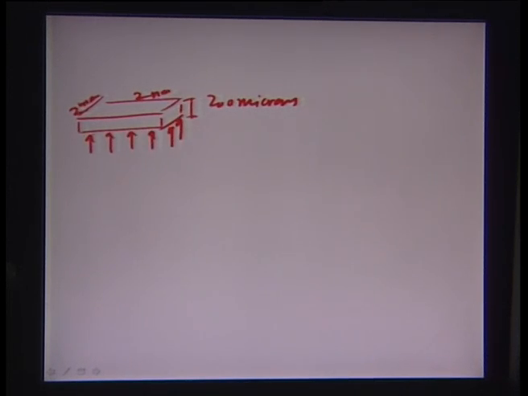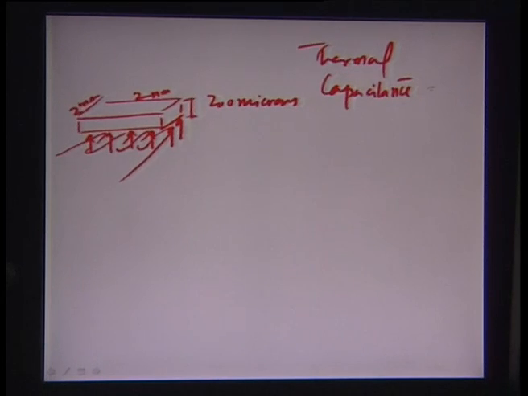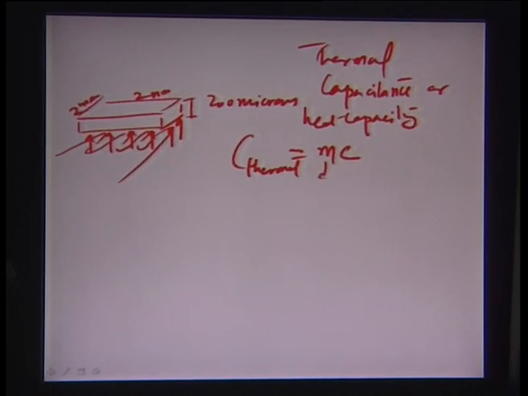Okay, so there is a set of heaters, let's say a set of micro heaters at the bottom of this chamber, and it is feeding this particular chamber. So in this case the thermal capacitance, or heat capacity, let's say C thermal, is essentially m times C. M is the mass of this volume, and C is the heat capacity of the material.